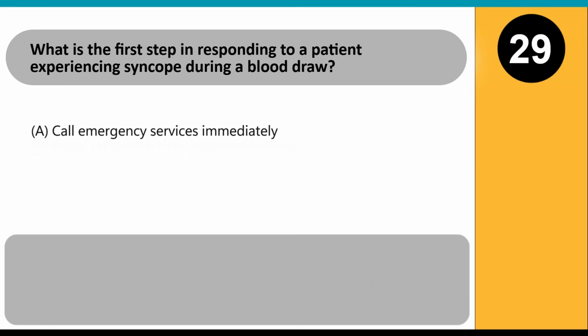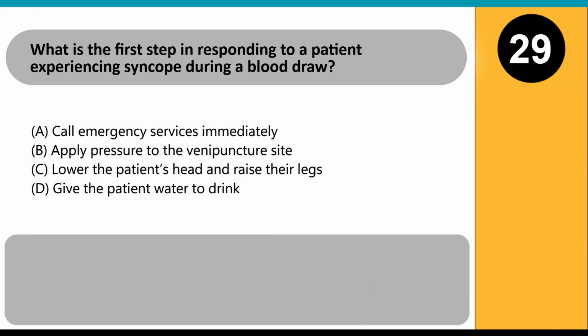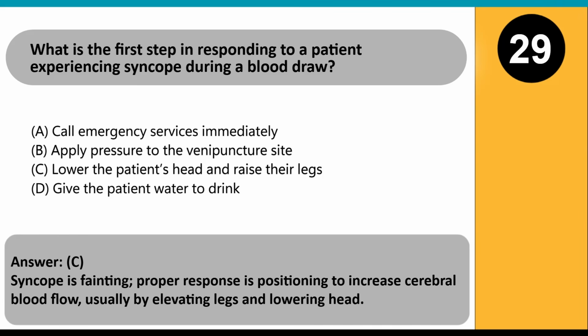What is the first step in responding to a patient experiencing syncope during a blood draw? A. Call emergency services immediately. B. Apply pressure to the venipuncture site. C. Lower the patient's head and raise their legs. D. Give the patient water to drink. Answer: C. Syncope is fainting. Proper response is positioning to increase cerebral blood flow, usually by elevating legs and lowering head.